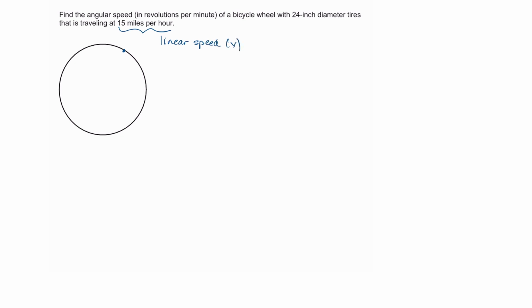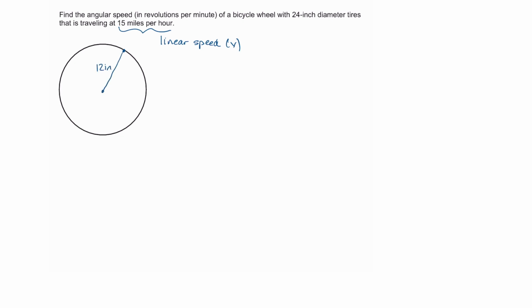Okay, so what we're going to do is use this idea and some unit conversions to convert this to an angular speed in revolutions per minute. So the first thing to understand is the diameter has a 24-inch diameter. The diameter is 24 inches. So that means that the radius is actually 12 inches.